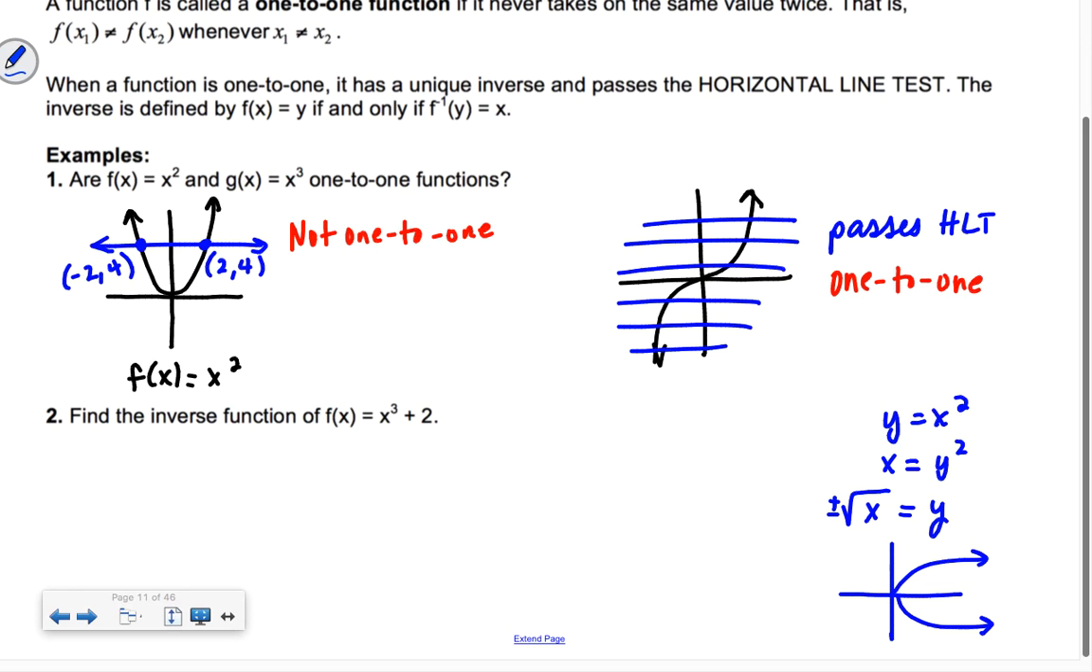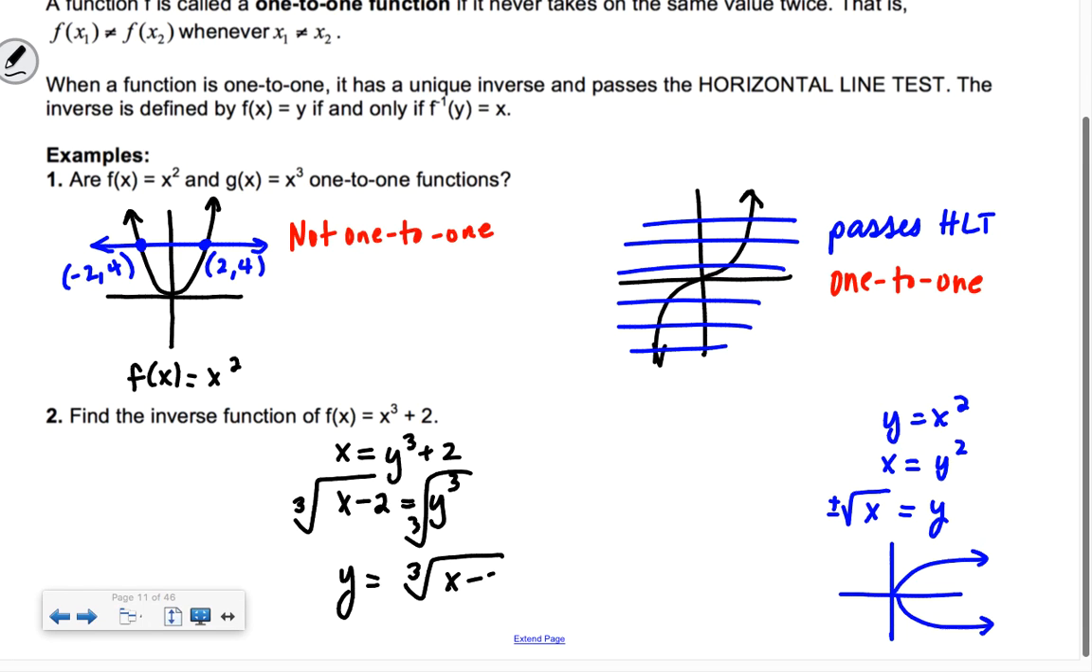Let's find the inverse of the function f of x equals x cubed plus 2. This is one-to-one, so there is going to be a unique inverse. We first switch our x and y values, so we have x equals y cubed plus 2, and we solve for the new y. We subtract the 2 over, and we get rid of the cube by taking the cube root. So we have y equals the cube root of x minus 2. That's the inverse.